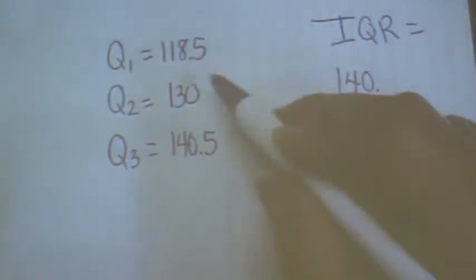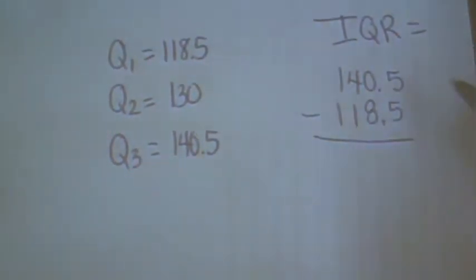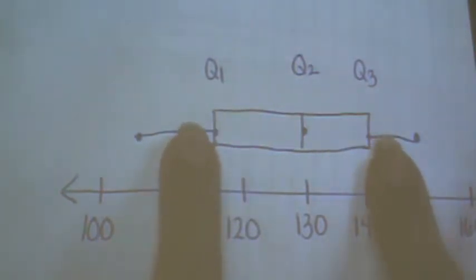How do you find the interquartile range? Subtract the highs and the lows of the quartiles, right? 140.5 minus 118.5 gives us 22. So there's 22 numbers between here and here. That's the span between the two, the lowest and the highest quartile.